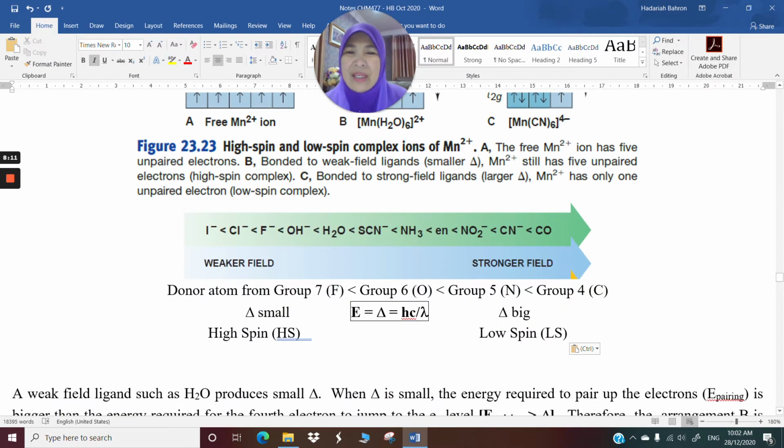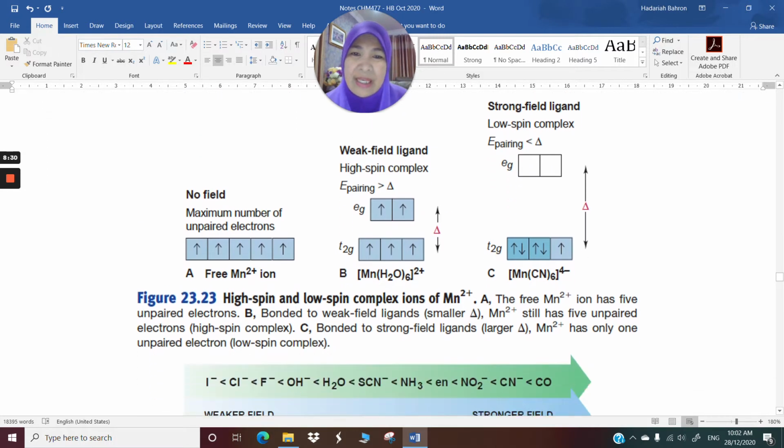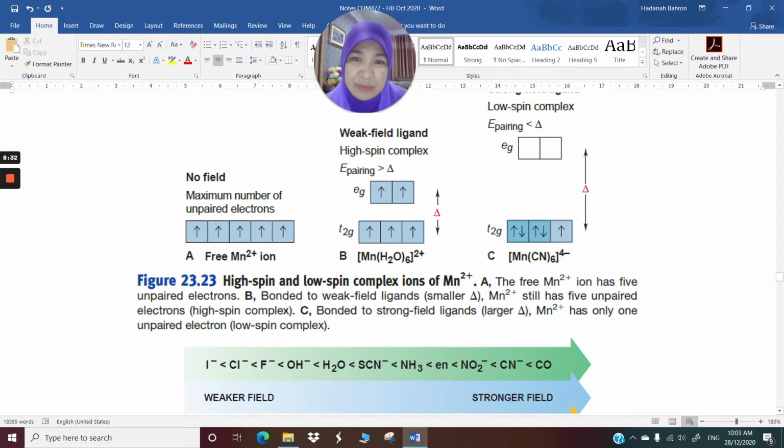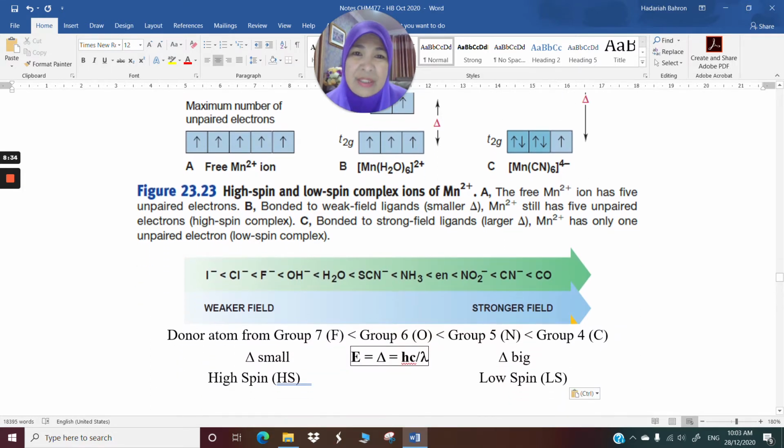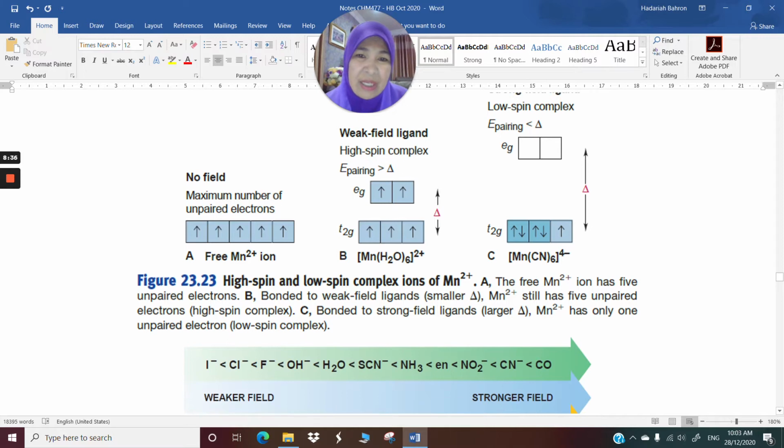Yep. Water is considered a weak field ligand, as you can recall that the donor atoms from group 7 are weak field ligands, becoming stronger as we move into group 4. So water is considered a weak field ligand, and a weak field ligand will produce a small delta, a small splitting.